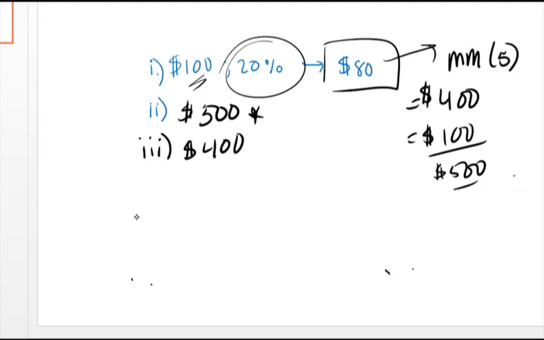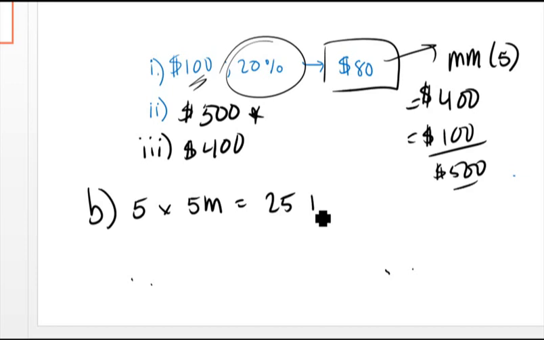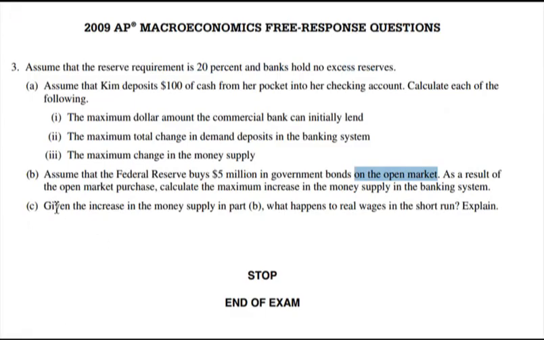Therefore, this is part B, correct? I just want to label it correctly for you guys. So therefore, the money multiplier times the 5 million equals 25 million is the answer. Now it says part C, given the increase in the money supply from part B, what happens to real wages in the short run? Explain.